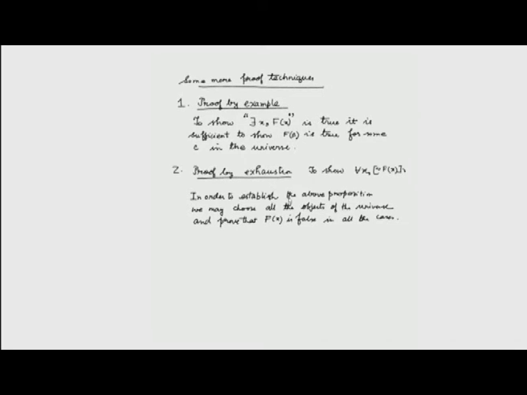So here we have to prove that for all x not of f x is true. In order to do that, we may choose to exhaust all the elements of the universe and prove that f x is false everywhere, and that will prove the proposition for all x not of f x. And the last technique that we discuss is called proof by counter example.